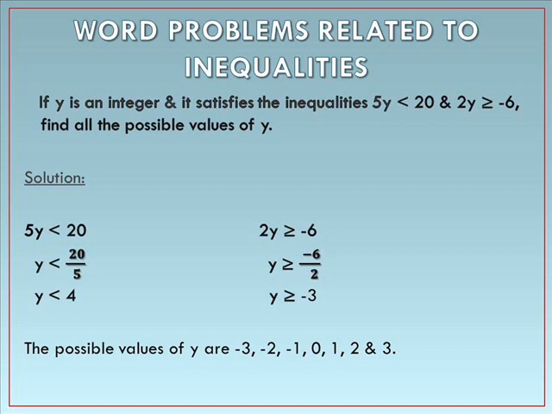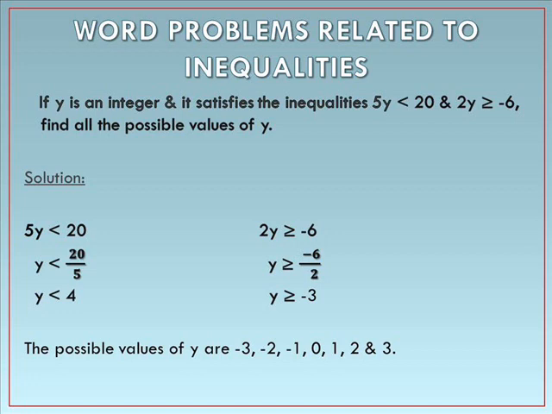As we need to find the value of y, we will transpose 5 to the right hand side. 5 which is being multiplied on the left hand side, when transposed to the right hand side, it is divided over there. We have 20 over 5, that is 4. So we have y is less than 4.